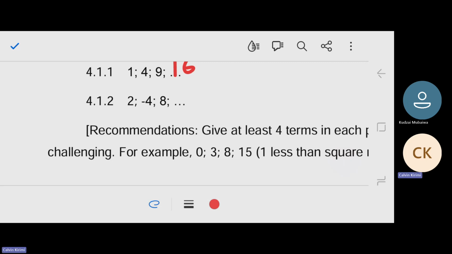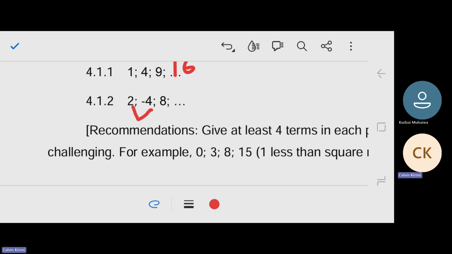From 2 to negative 4, what did you do? Did you add or subtract? Subtracted. Subtracted how much? Subtracted 6. Yes, sir. Minus 4, minus 2, minus 6. Subtracted 6. So to go to the next term, did you subtract 6 again? No.